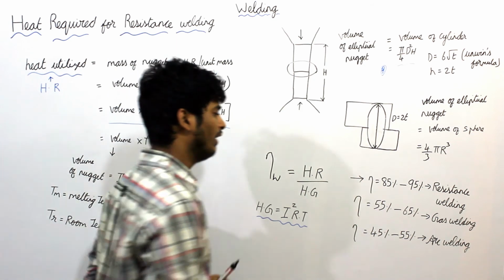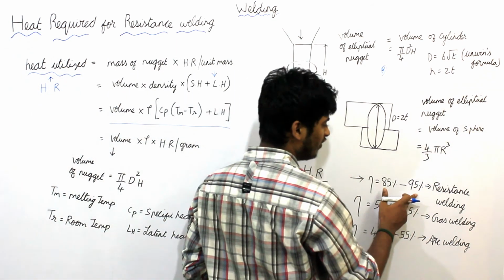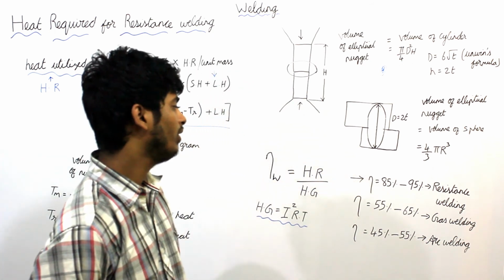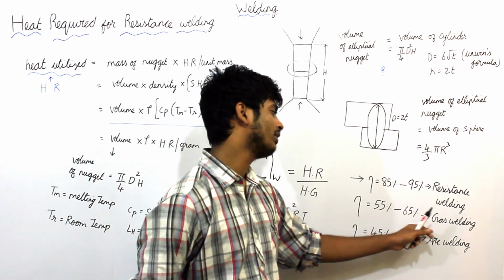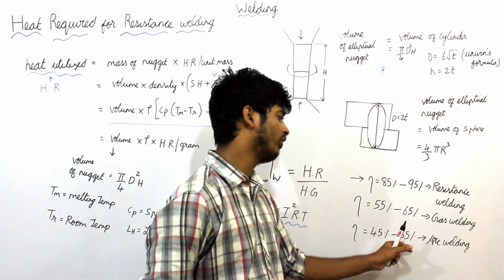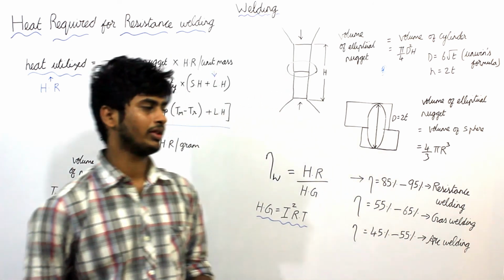So, if the efficiency falls between 85 to 95%, then it is resistance welding. If the efficiency falls between 55 to 65%, then it is gas welding. If it falls between 45 to 55%, then it is arc welding process.